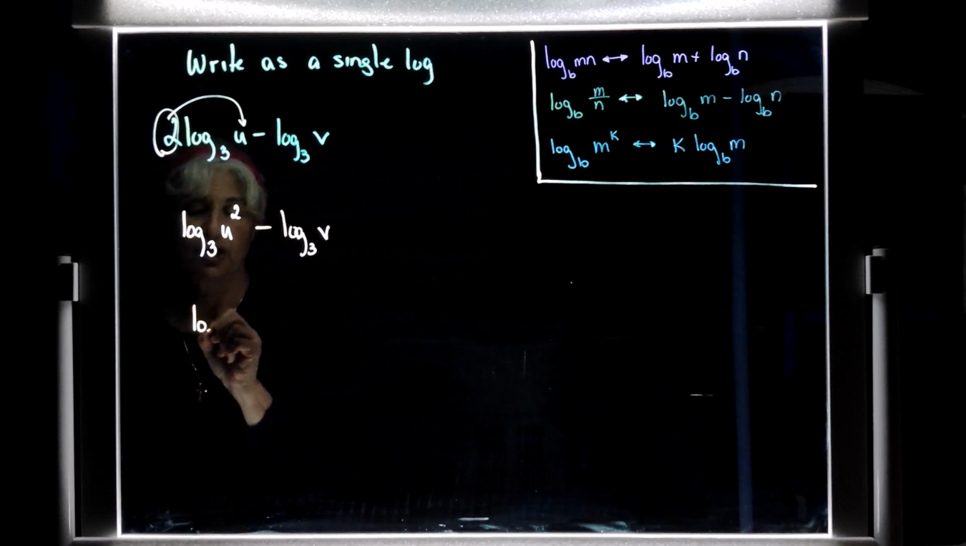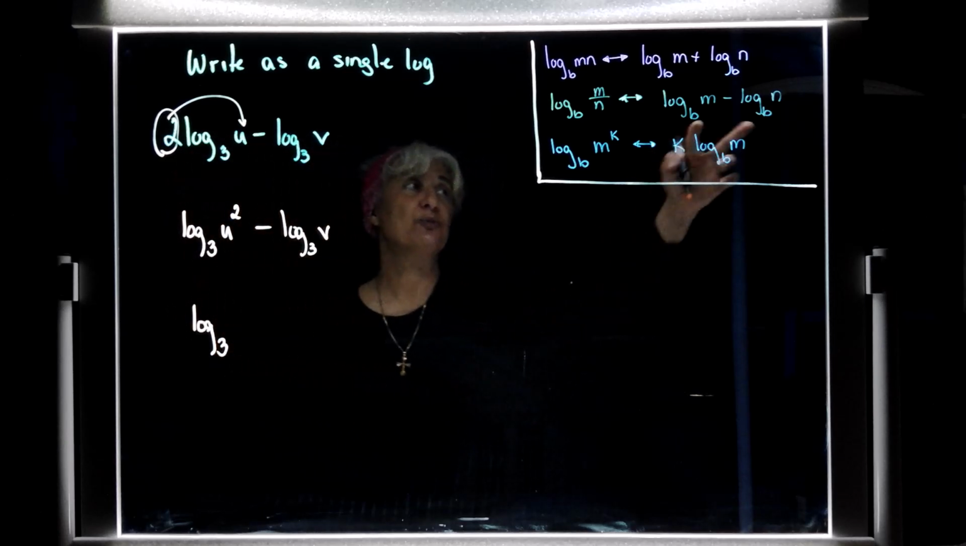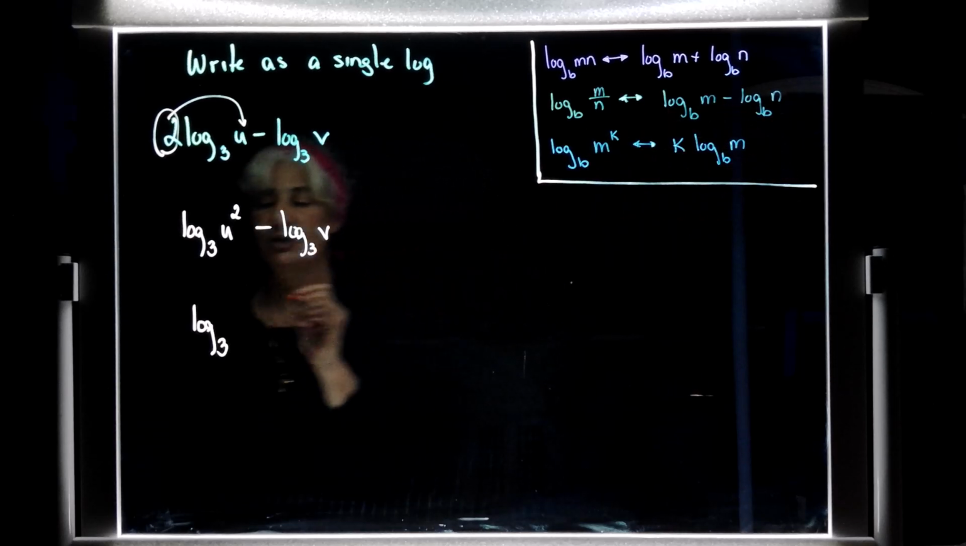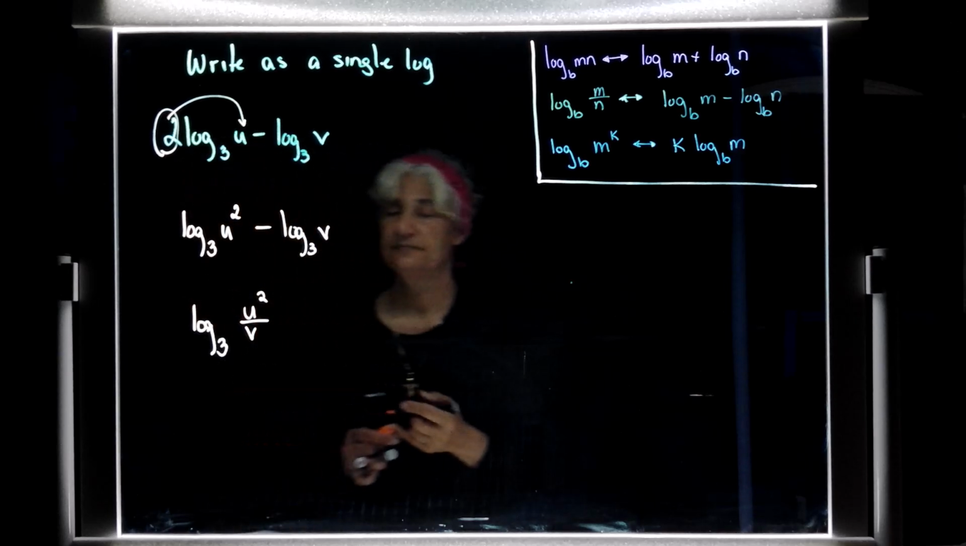So I'm going to have log base 3. Now remember, when you recombine, it's the numerator minus the denominator. So it's the numerator over the denominator.